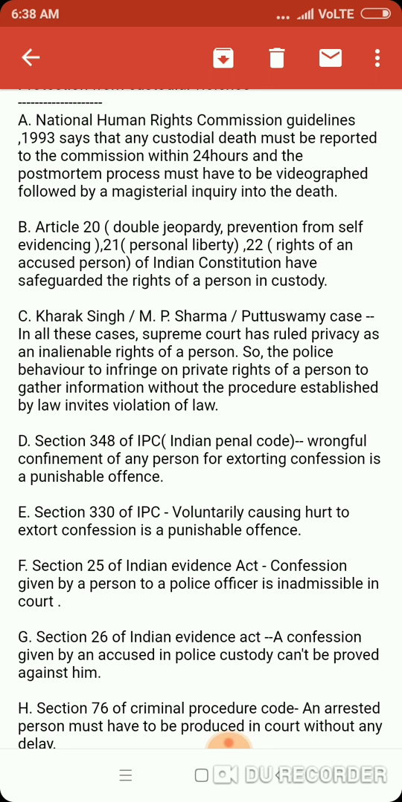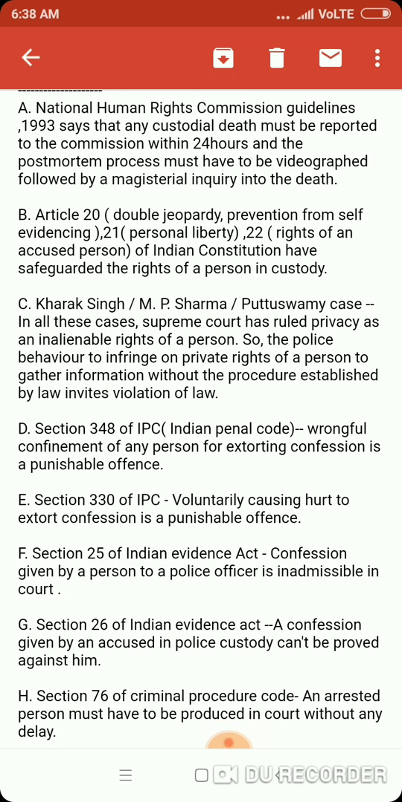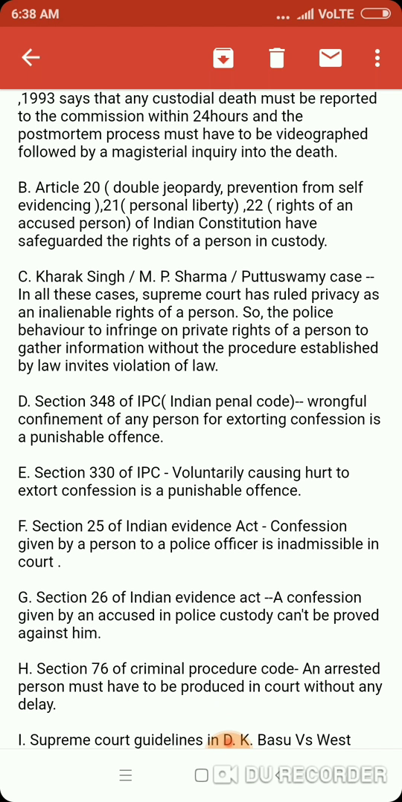Then come to Supreme Court judgments. What are the various Supreme Court judgments which deal with custodial violence? You can mention Kharak Singh, MP Sharma, and Puttaswamy. Again, not directly, but indirectly, because these judgments have protected the right of privacy, and how the right of privacy is dealt with for a person under police custody.